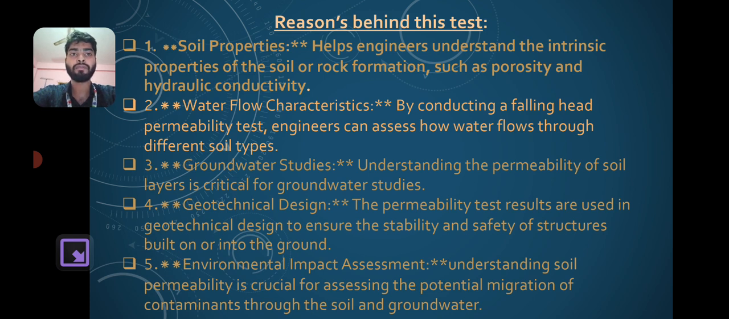Geotechnical engineering: the permeability test results are used in geotechnical design to ensure the stability and safety of structures built on or into the ground. Environmental impact assessment: understanding soil permeability is crucial for assessing the potential migration of contaminants through the soil and ground.